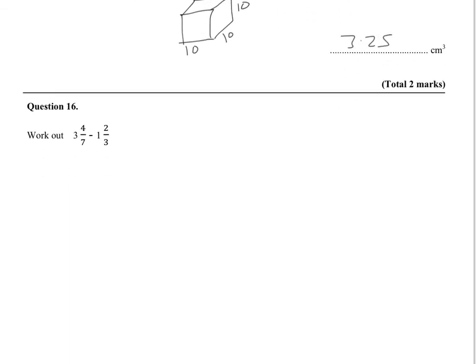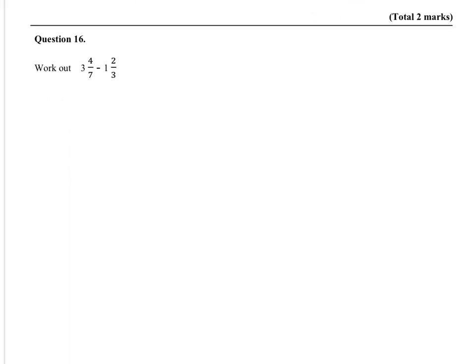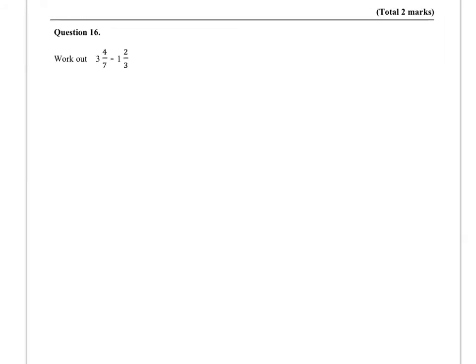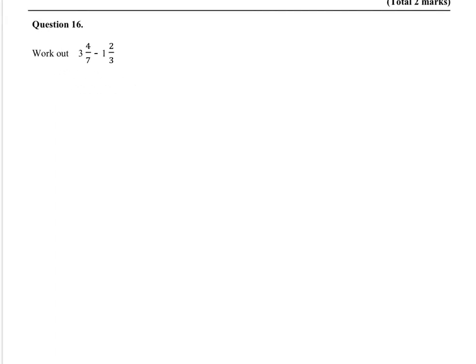Question 16 asks us to work out 3 4/7 minus 1 2/3. Now, there's a big temptation to subtract the whole numbers and then subtract the fractions. But that can lead to mistakes, especially in a question like this. So we're going to turn them firstly into improper fractions. So the first one, 3 4/7, we're going to have to do 3 times 7 and then add the numerator. So that's going to give us 21 plus 4, 25 over 7. Take away 1 times 3 is 3, plus 2 is 5 over 3.